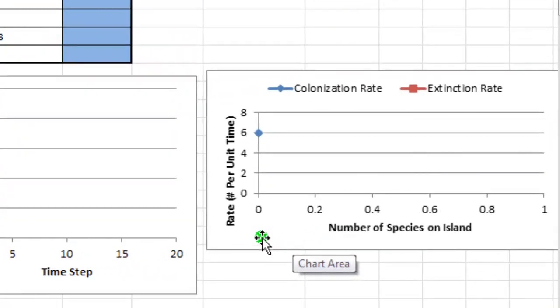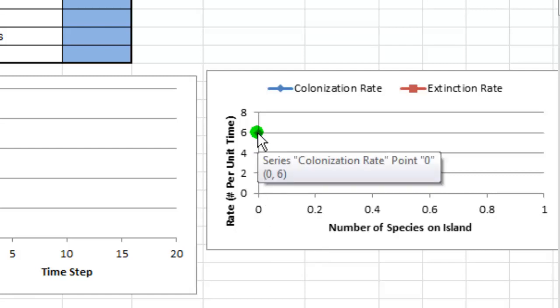Let me just orient you to this graphic. It's the exact same graphic that Jed showed you. The number of species on the island will be represented down the horizontal axis, and the rate will be given on the vertical axis. The colonization rate is in blue, and the extinction rate will be in red. Here our colonization rate is expected to be highest when the island is totally empty and void of any species. We now have plotted our first coordinate, which says that under that condition we can expect 6 new species to arrive on our island.